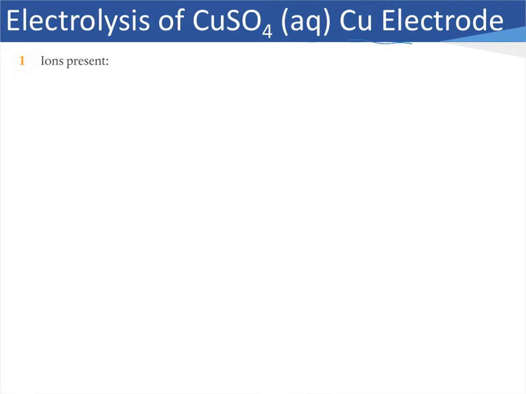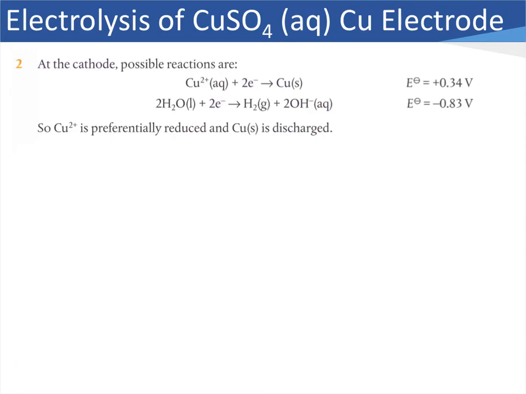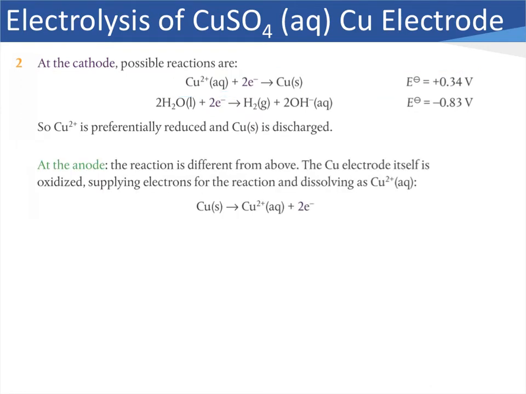What if I had a copper electrode? The same ions are present, copper ions and sulfate ions. Copper is still preferentially reduced at the cathode. At the anode, copper will be preferentially oxidized, supplying electrons for the reaction, dissolving as copper ions. This one is a bit odd.